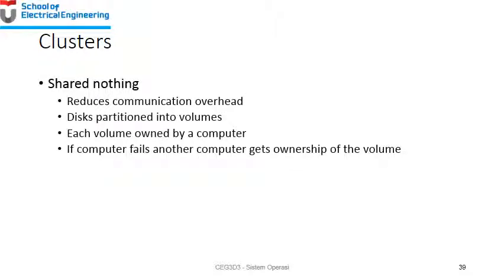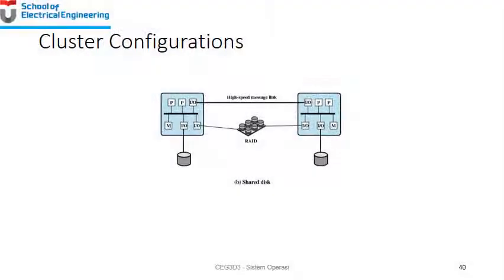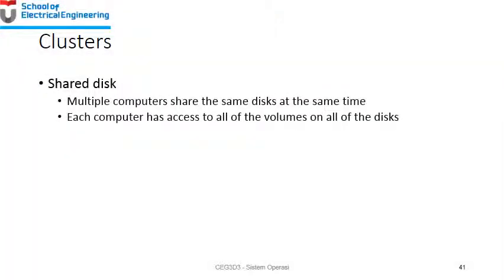Shared nothing. Reduce communication overhead. Disk partitioned into volumes. Each volume owned by a computer. If a computer fails, another computer gets ownership of the volumes. Shared disk. Multiple computers share the same disk at the same time. Each computer has access to all of the volumes on all of the disks.